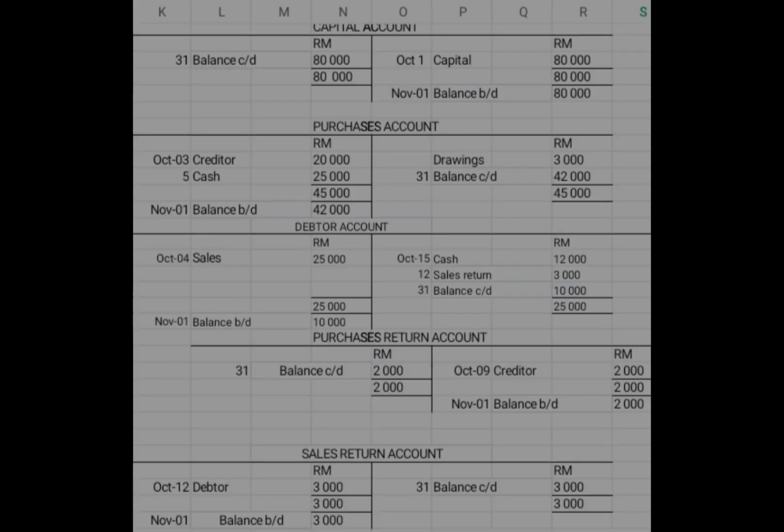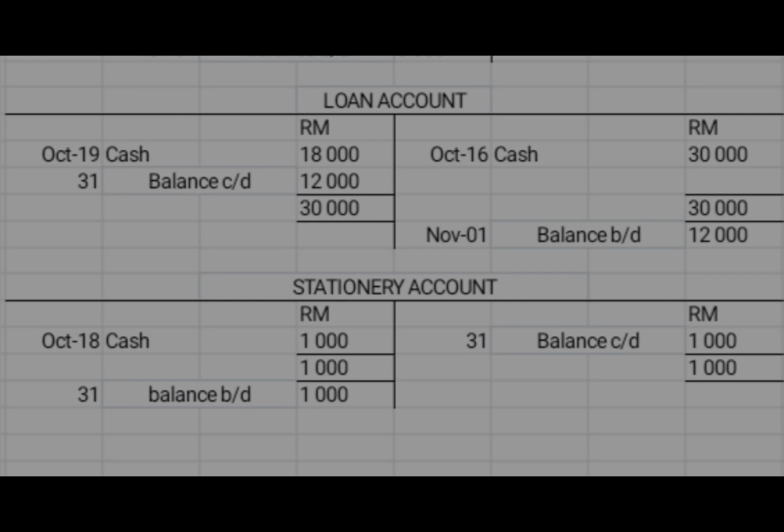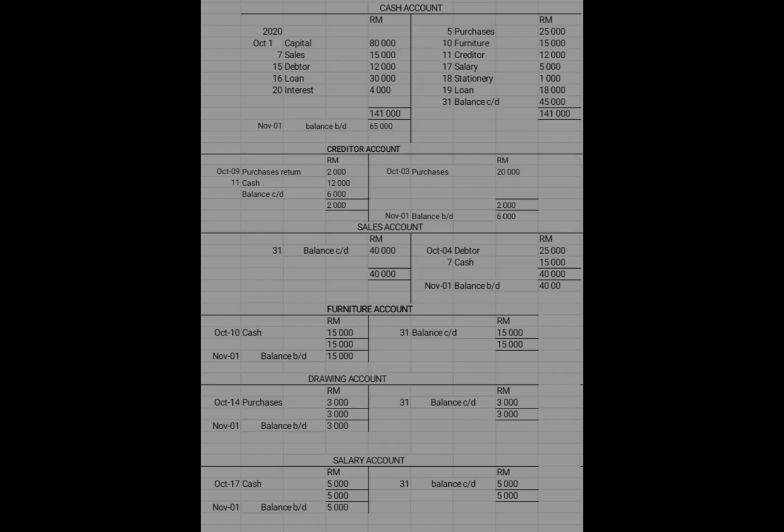Like you could say that what is written in the journal, you have to post in the ledger. You have to open two ledger accounts, which is the interest account and the cash account. The date, what transaction is going on, and the amount. That is very important.